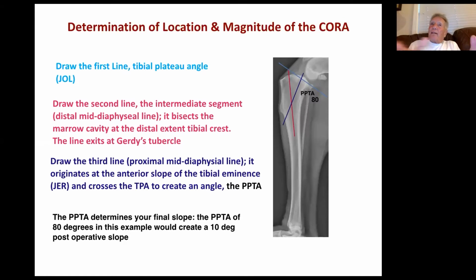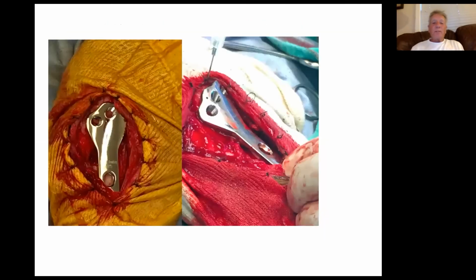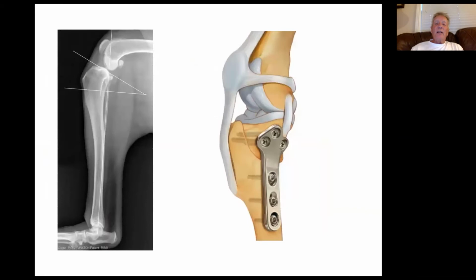So again, it's a somewhat advanced technique that is very helpful in a lot of circumstances where you can't use, or maybe it's not the preferable technique, the extracapsular technique, or even maybe a TPLO. So proper execution, and we'll teach all that.